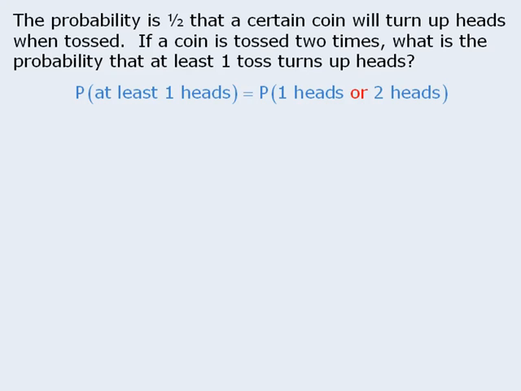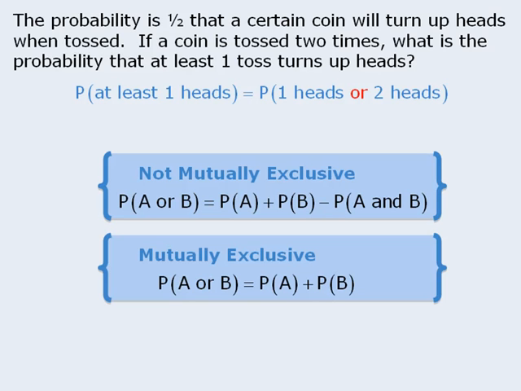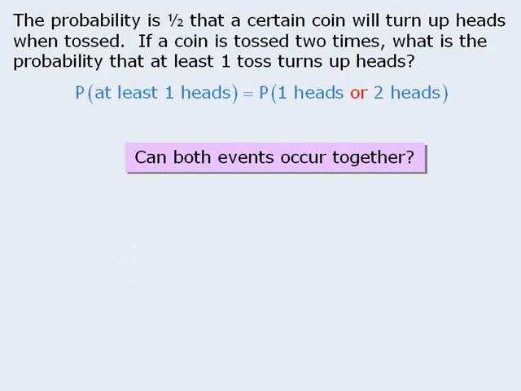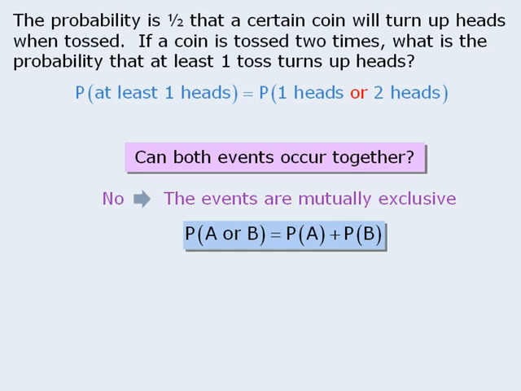Now in an earlier lesson, we learned that there are 2 slightly different formulas for probability questions that involve the word or. These formulas depend on whether the 2 events are mutually exclusive. So to determine which formula to use, we'll ask the question, can both events occur together? Can we toss a coin twice and get a result of 1 heads and 2 heads at the same time? The answer is no. So these 2 events are mutually exclusive, which means we'll use this formula.